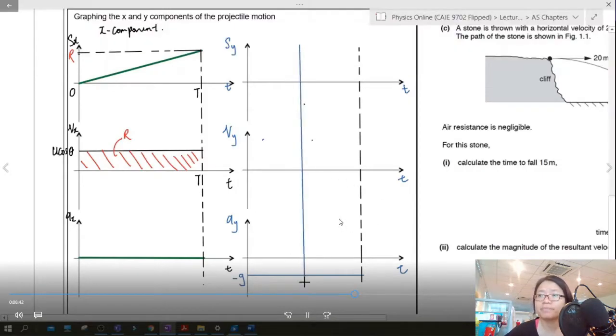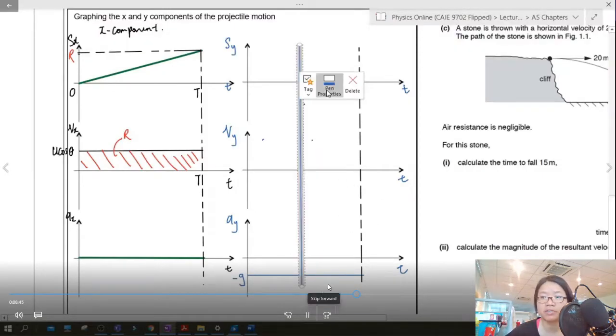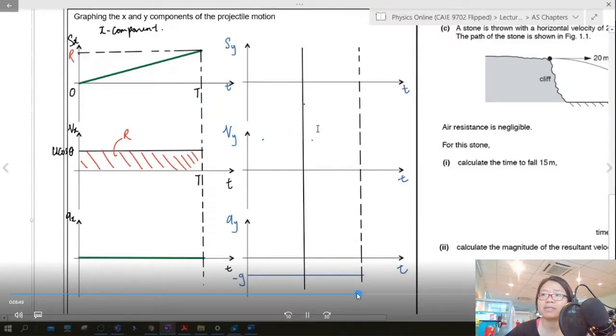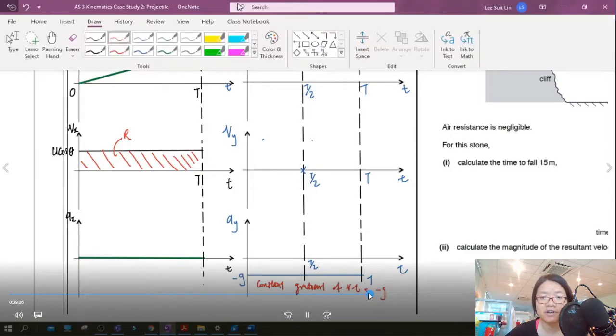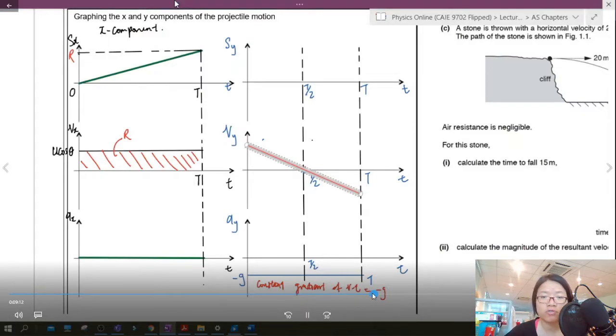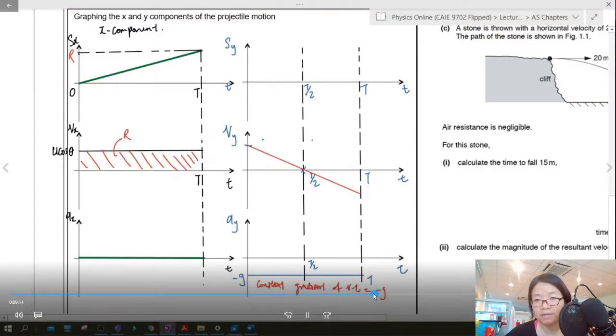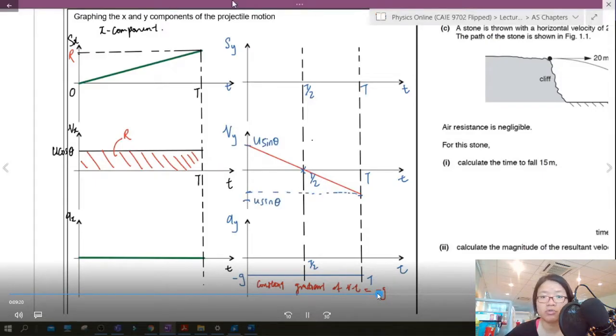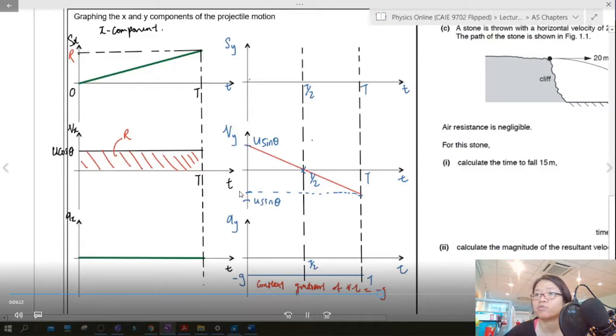So anyway, we can now split it into half because this is maximum height. And we know at maximum height, the vertical speed is zero. So we're going to label T and T over 2, that is where it reaches the maximum height. And you can see from the graph, AT graph, constant, the gradient of VT is negative g. So from here, because AT is constant, VT will have a constant gradient. So this is not new, this graph. So u sin theta initial and negative u sin theta final. It should be the same.